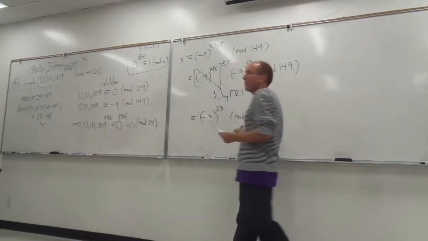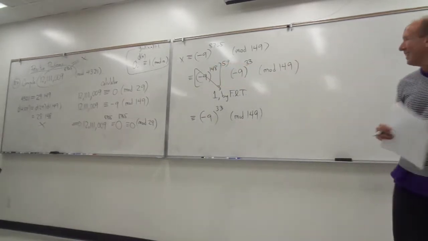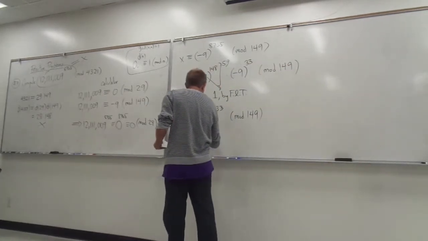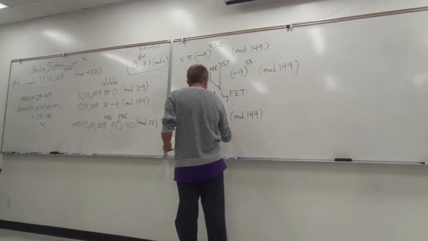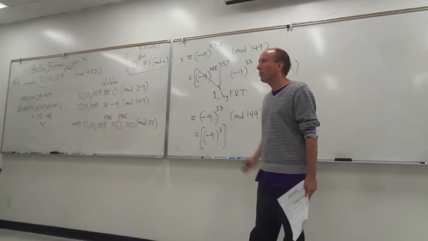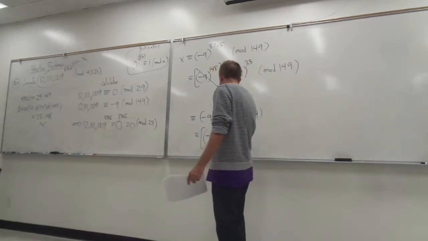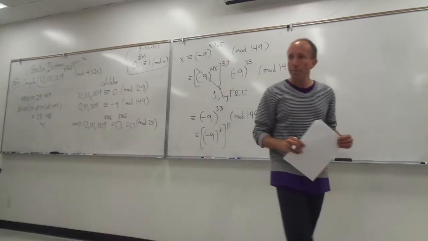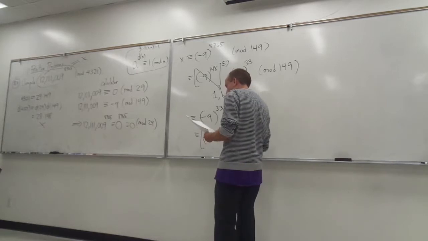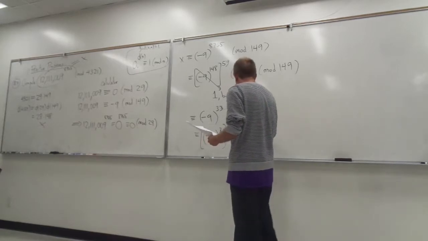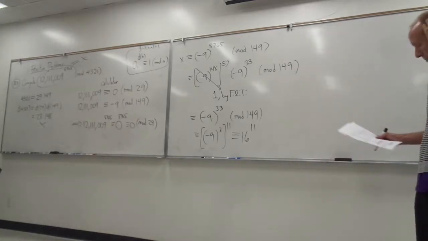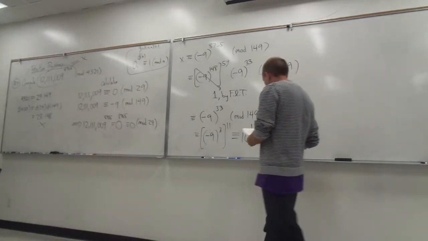And now we just have to figure out how to reduce that, okay? So it turns out that if you take negative 9 and you cube it, so negative 9 squared is just 81, which is not particularly simple relative to 149. But if you cube the negative 9 and then raise the result to 11, negative 9 cubed actually comes out to 16. So you'll get 16 to the 11th here. Okay? And you can just keep reducing this thing.